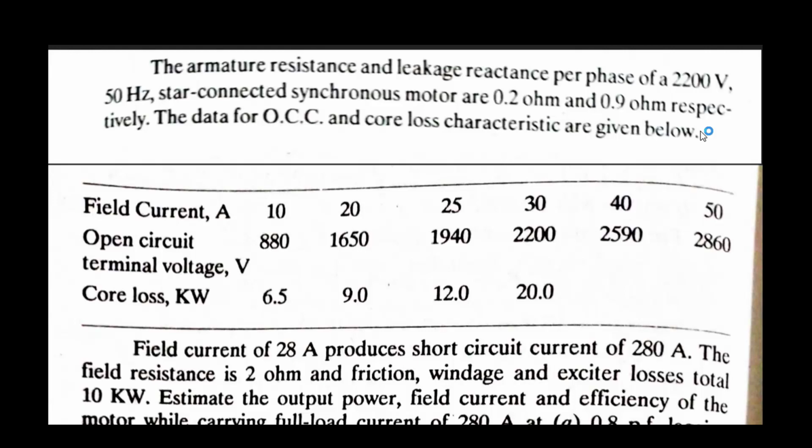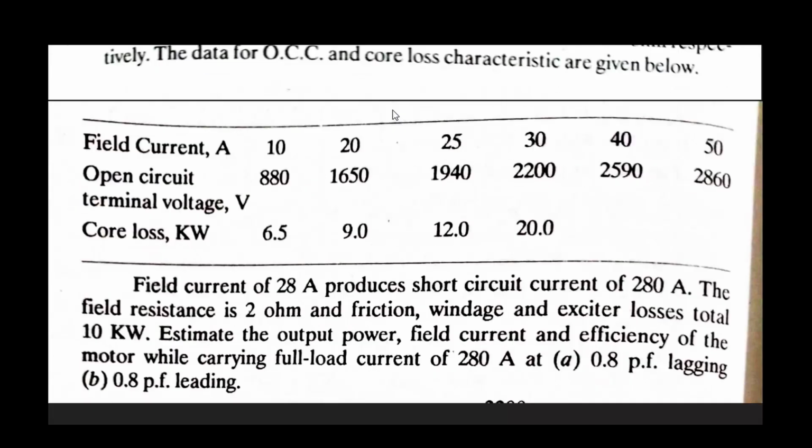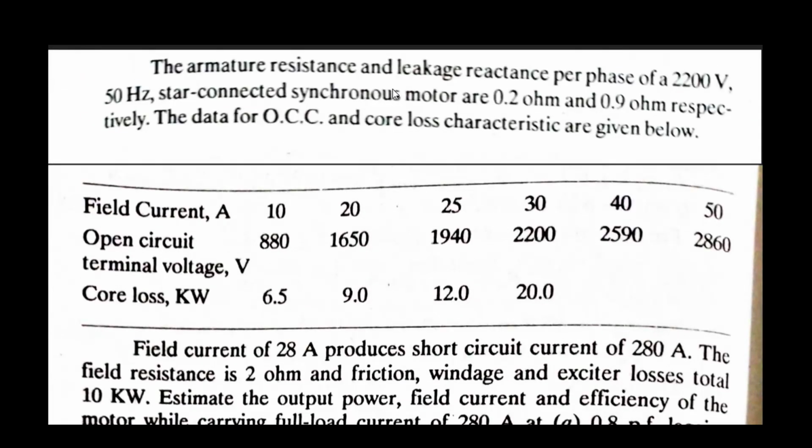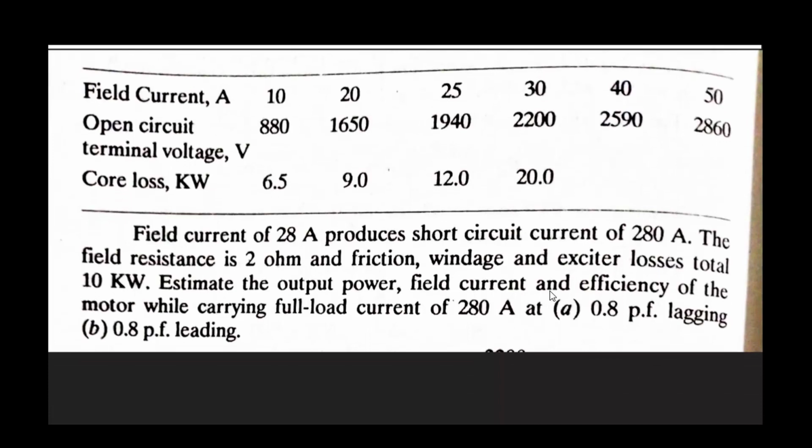The problem states the armature resistance and leakage reactance per phase of a 220 volt, 50 Hz, star connected synchronous motor are 0.2 ohm and 0.9 ohm respectively. The data for OCC and core loss characteristics are given below. You can take a snapshot for your future reference. Let me scroll a little bit so that, yes, perhaps this is better.